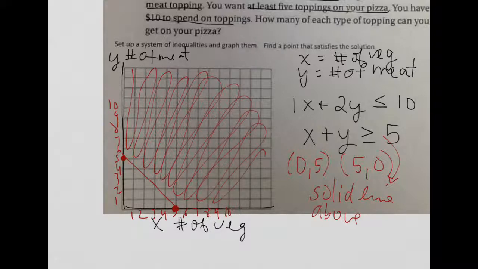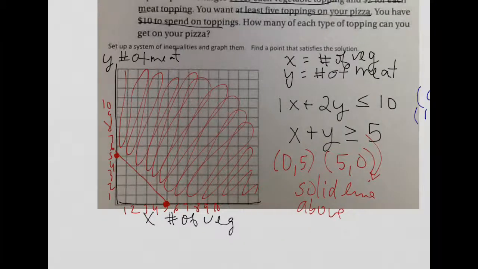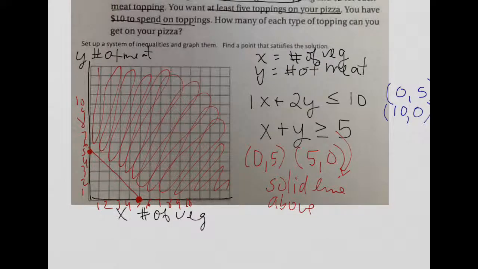Next one, I am plotting, what were the 2 points? 0, 5 and 10, 0. I'm going to change that to blue. All right, 0, 5, same spot as this one. 10, 0 is over here. Again, it's a solid line. And how do I shade? Below. Let's connect these two and shade below.